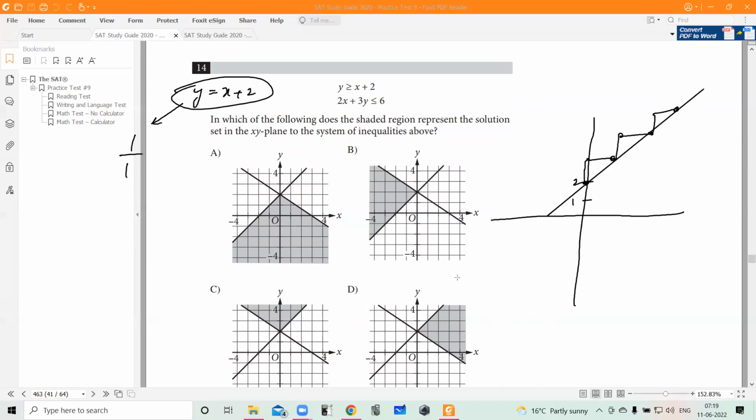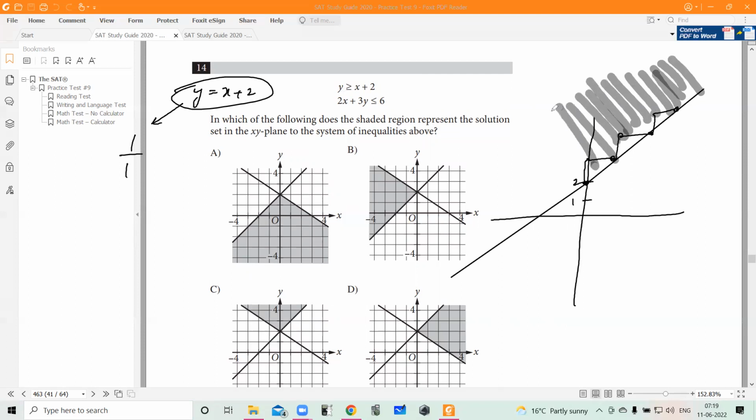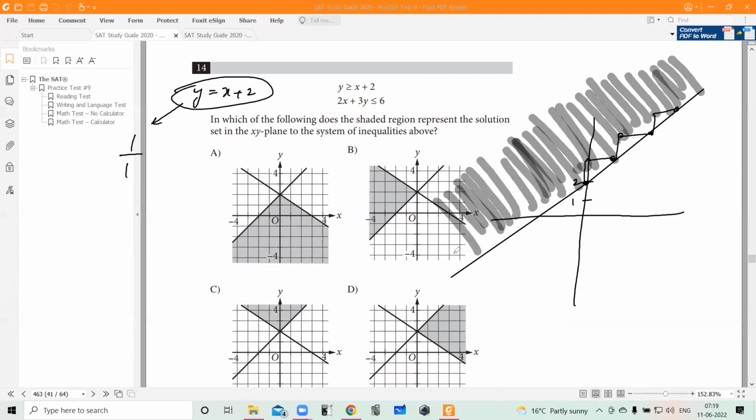Is that okay? Yeah. But this is not y equals x plus 2. It is y is greater than or equal to x plus 2. So that means it is all the values above that, and including that line, because that is also equal to. So then would it be option C?